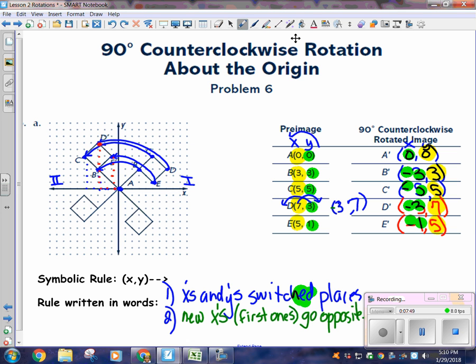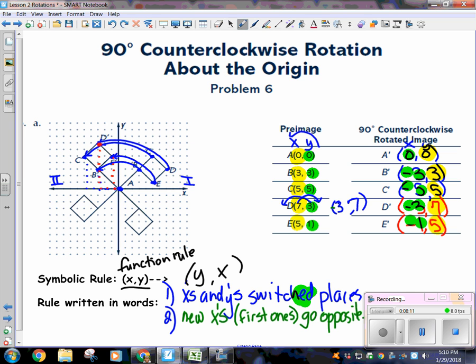Now, we need to write a function rule, and hopefully in the last time you remember seeing these are your x's and y's that you begin with. So we're going to use that to write our function rule for this transformation. All right, we already said the x's and y's switch places. So that's like the y's go to the front, so the y's are going to be in the first spot, and the x's go to the back, so x's are in the second place. So they're switching spots. And then the new x's, which is the old y's, those are going to go opposite. Yes, Miss Jessup did put a negative sign there, so make sure you put that in there.